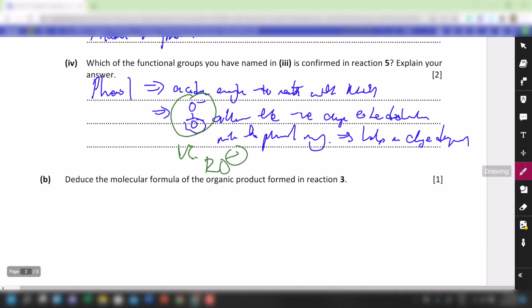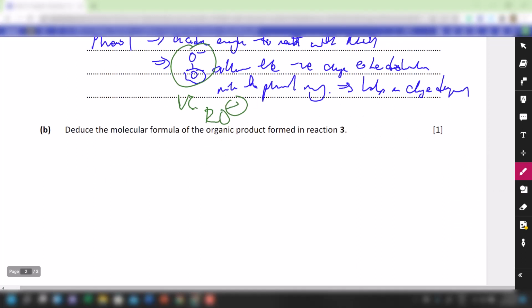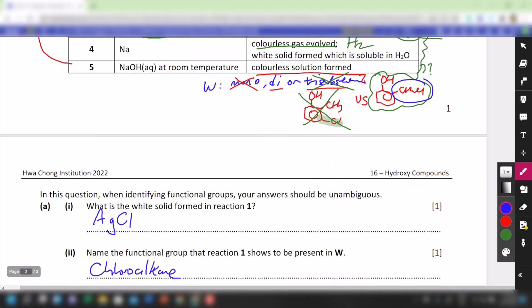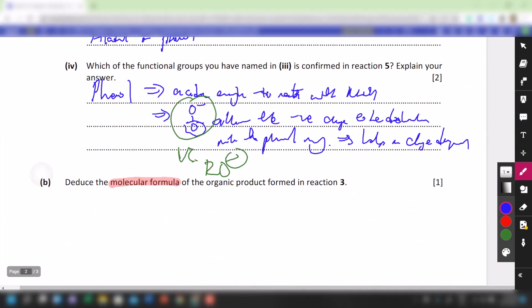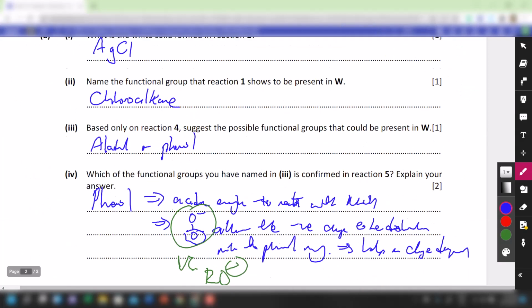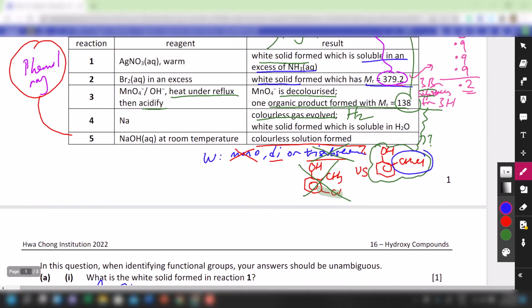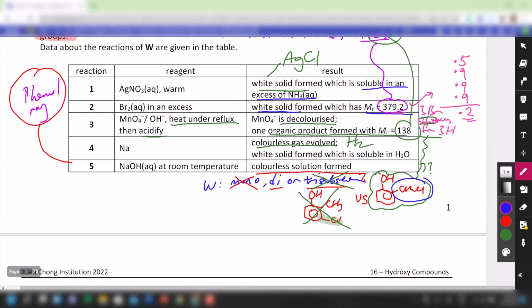Yep. Then from here, moving on to part B, we are supposed to deduce the molecular formula of the organic products formed in reaction 3. Remember here the keyword is molecular formula, so you're not supposed to draw any structure. Okay, so we are simply focusing on molecular formula here. Okay, so for reaction 3, we can be sure that side chain oxidation takes place.